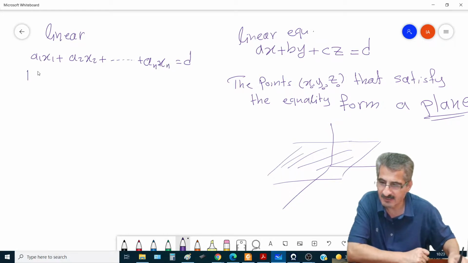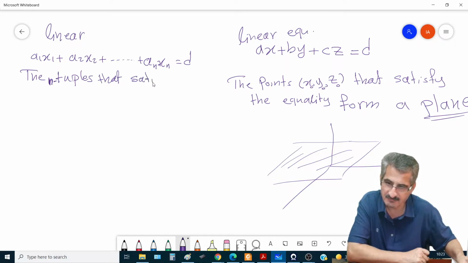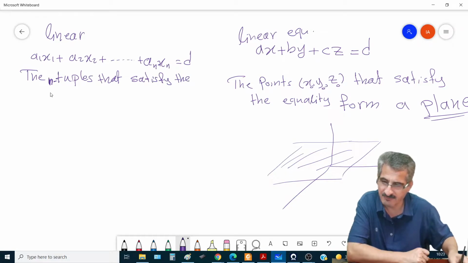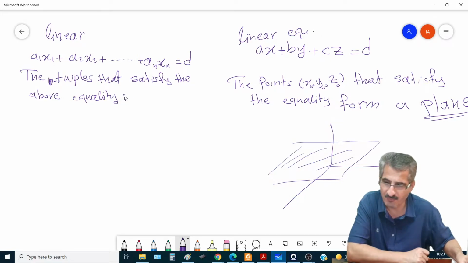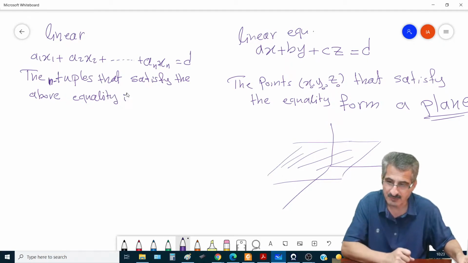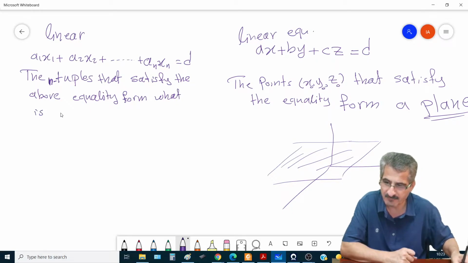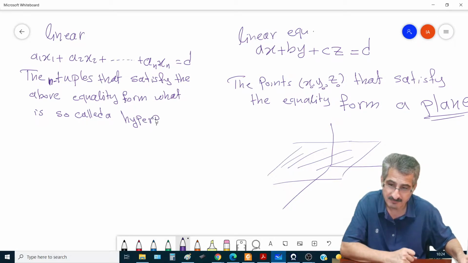So we will say the n-tuples that satisfy the above equation, equality, they form, the whole set of points forms what is so called a hyperplane.